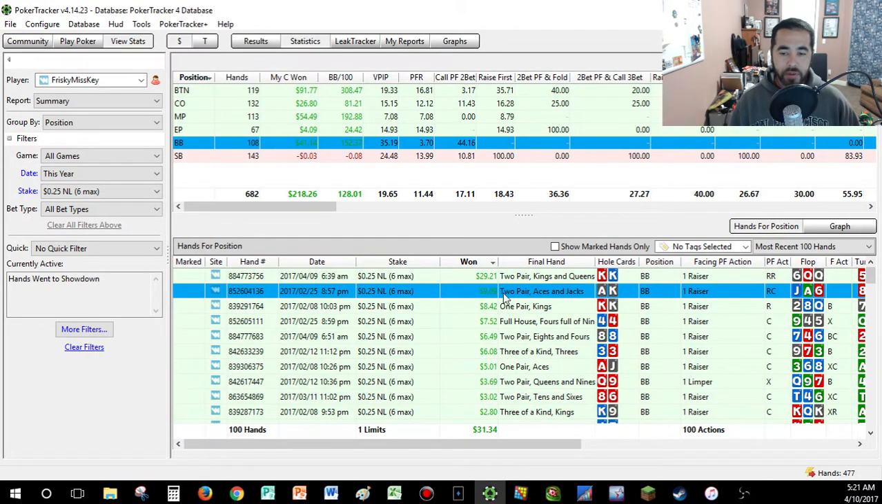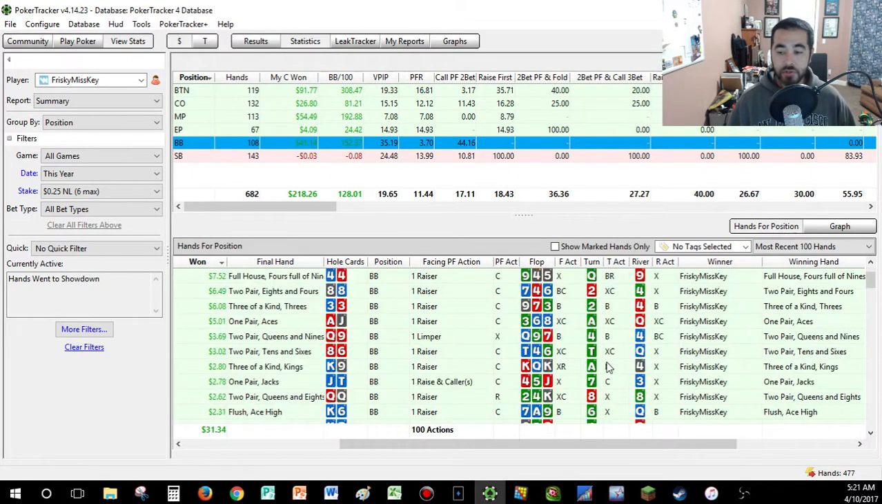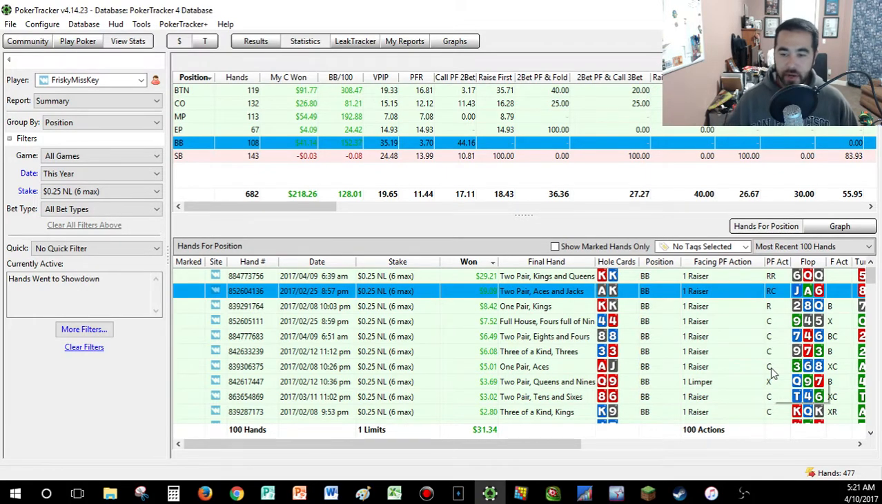So all of these hands, while they could be great hands to hand read, let's take a look at some action. Check, bet, raise, check, bet, call, check, bet, bet, bet, check, call, check, call, check, call. So there's some decent action on all these different streets.